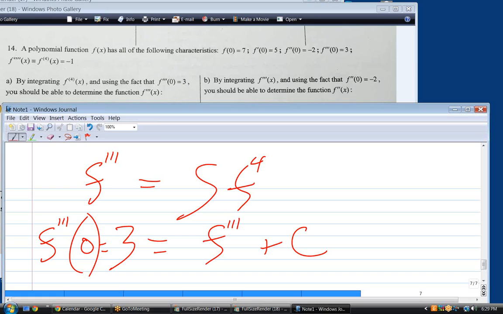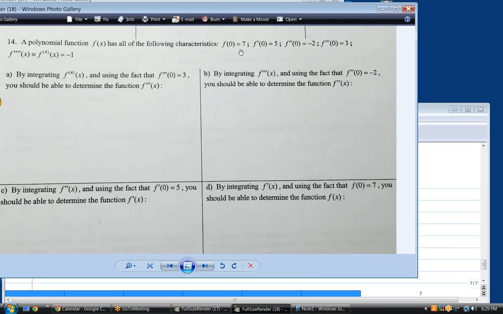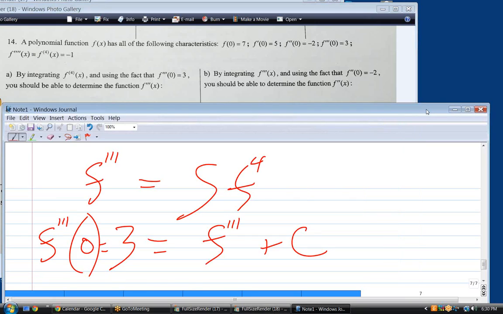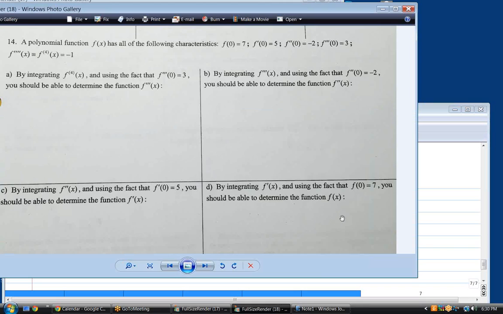So I think that tells us the fourth derivative equals minus 1. Yeah, what they're going to do here is step by step get you back to the original function. Slowly but surely. Yeah.